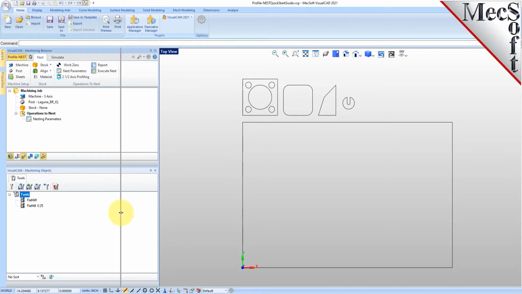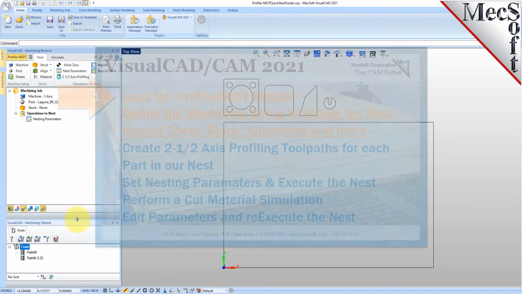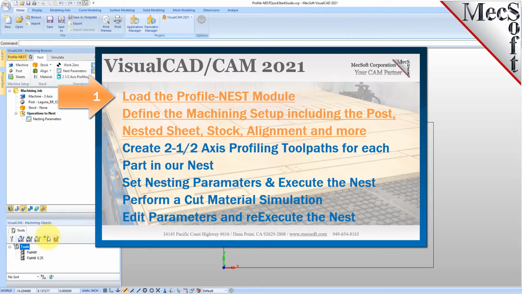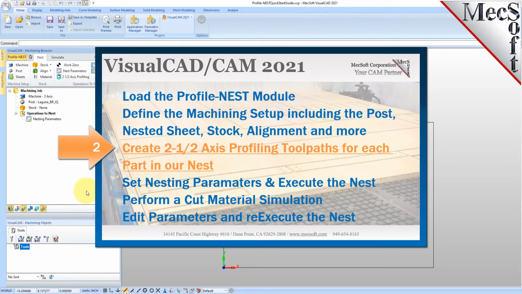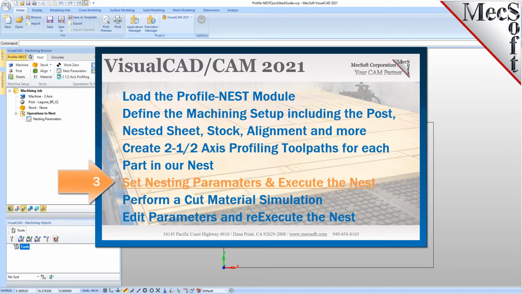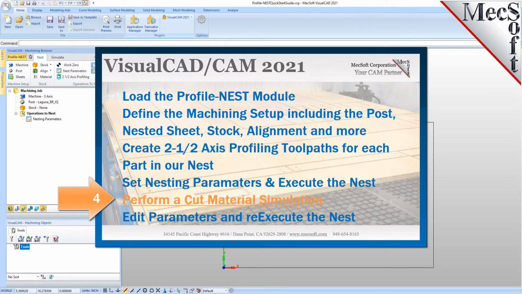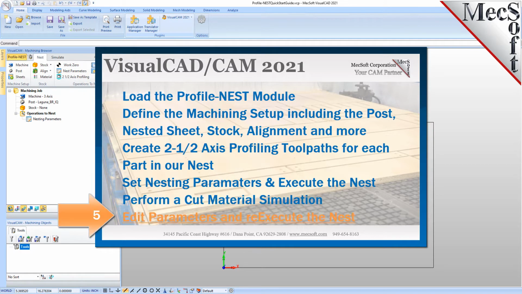Let's take a moment to review what we will do in this video. First, we're going to load the ProfileNEST module and define the machine setup, including the post, nested sheet stock, alignment, and more. Then we'll create our 2.5-axis profiling toolpaths for each of our parts that we want in the nest. We will then set our nesting parameters and execute the nest. We will perform a cut material simulation of the parts in our nest as well as the nested sheets. We will also perform some editing by adjusting some parameters and then re-executing the nest.